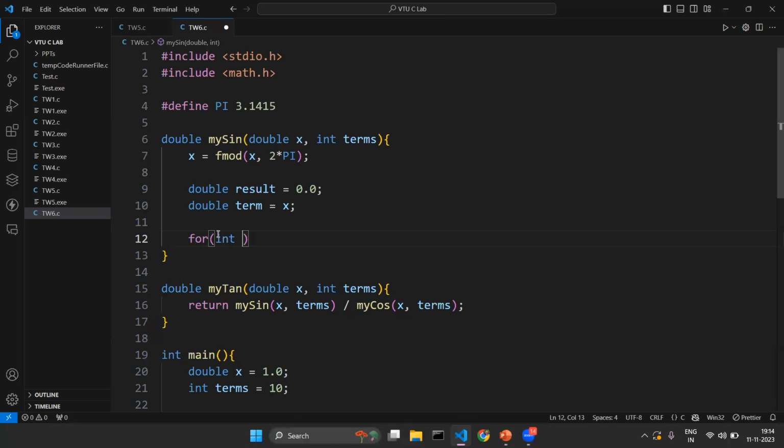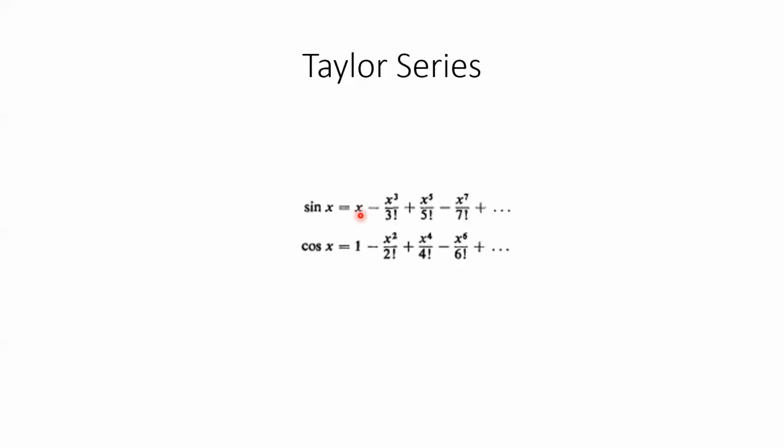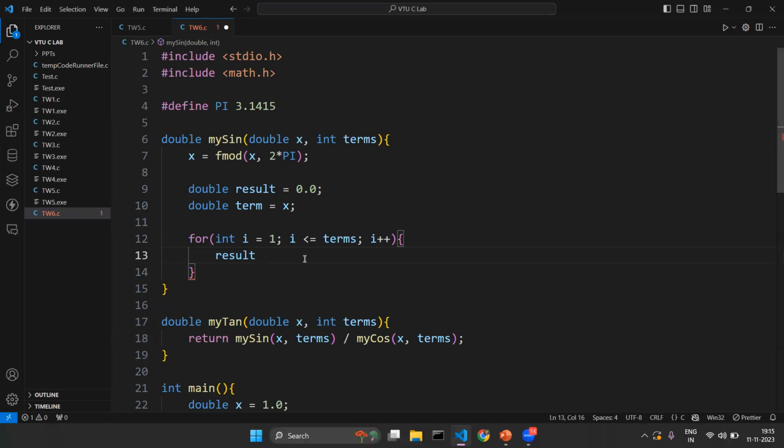The for loop should be int i equal to 1, i less than or equal to terms, because it should execute the given number of terms, i plus plus, a simple for loop. And here we are adding each term to the result. Like I calculate the x, I will add it to result. I will calculate minus x cube by 3 factorial, I will add it to result. That is the thing we are doing over here: result plus equal to term.